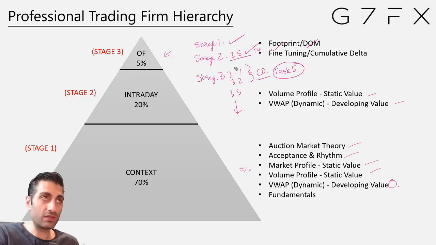Come back to this bit, do 3.1, 3.2, cumulative delta. We're going to do task 5. All task 5 is task 4, developing hypos, and doing exactly the same stuff, but using cumulative delta.